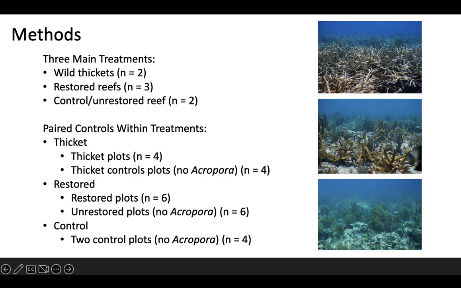In my study, we had 7 different sites within Miami-Dade County, and we had 3 main treatment types. We had wild thickets of natural staghorn coral, or Acropora cervicornis. Then we had our restored reef sites, which have 2 to 3 year old staghorn outplants growing at them. And then we had control reefs. Within these 3 treatment types, we also had treatments separated between whether or not staghorn was present, so within the thickets, thicket plots and thicket controls, and so on, restored and unrestored.